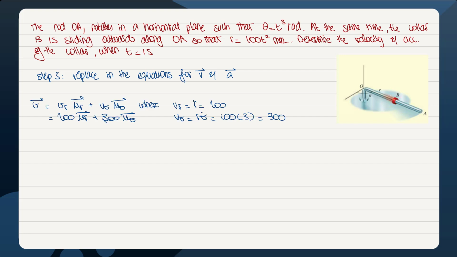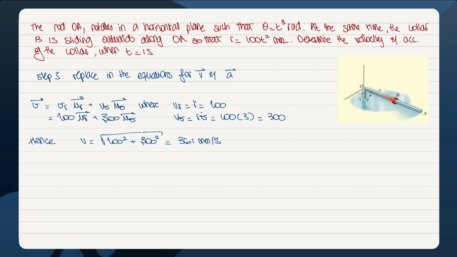So V in vector form is equal to Vr ur plus V theta u theta, where Vr is equal to r dot, which is simply equal to 200, and V theta is equal to r theta dot, which is equal to 300. Replacing that in the expression, we get an expression for V in vector form in terms of ur and u theta. We can also find the magnitude of V by taking the square root of the two components. So the square root of 200 squared plus 300 squared is equal to 361 millimeters per second.